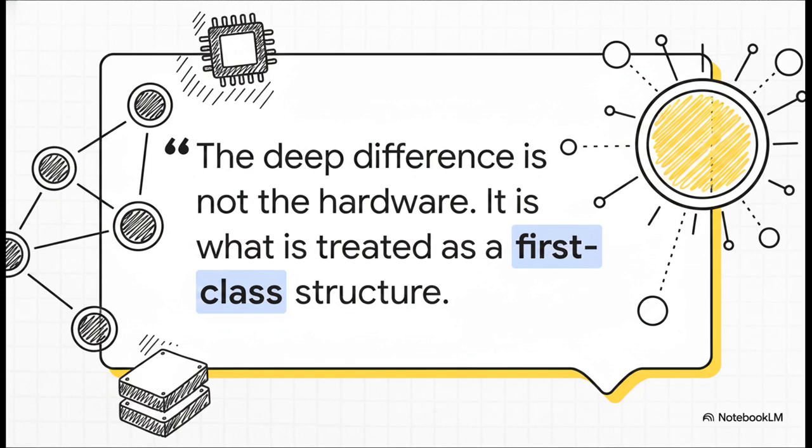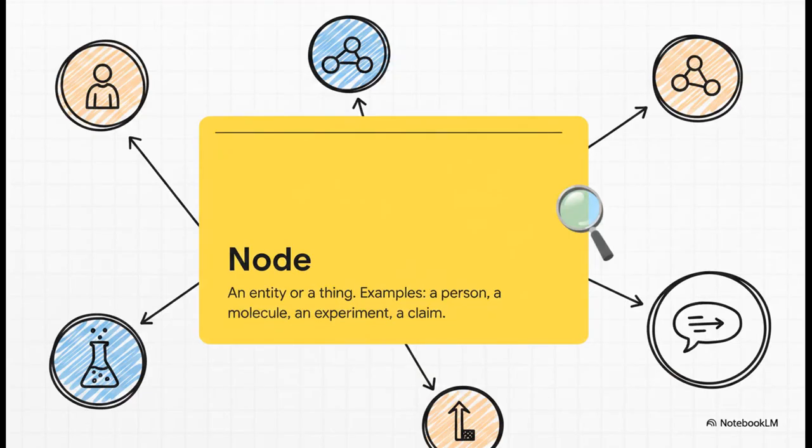A graph database isn't some new kind of hardware. It's not a different kind of hard drive. The deep difference is all about how the information is organized. It's about what the system treats as a first-class structure, as something that's truly important. So, how does this graph model actually work? You know what? Let's just build one.